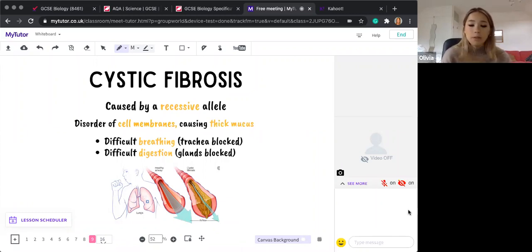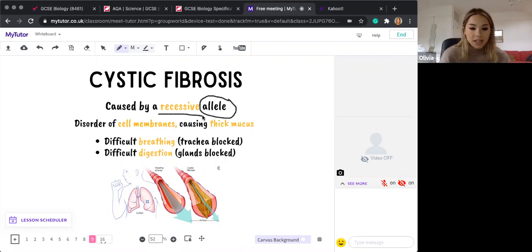However, someone with cystic fibrosis has what we call a mutation, a different version of that gene, so a different allele. And that allele is recessive. It means that actually it's quite difficult to get this disorder. We would need both copies of that gene to have the faulty version for cystic fibrosis, which means you have to inherit it from both your mum and your dad.